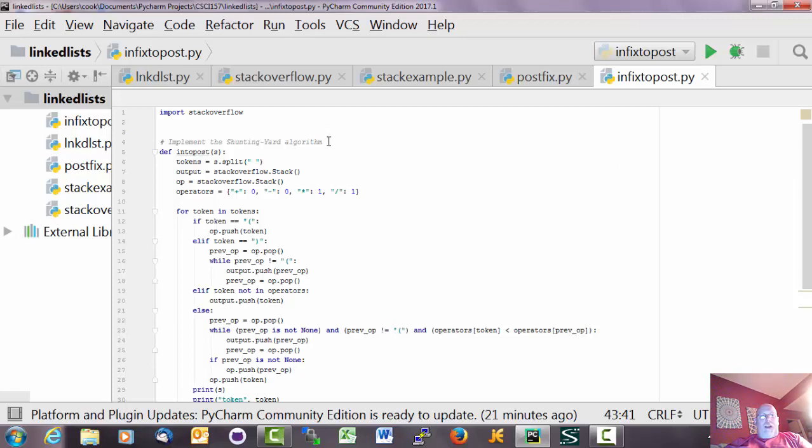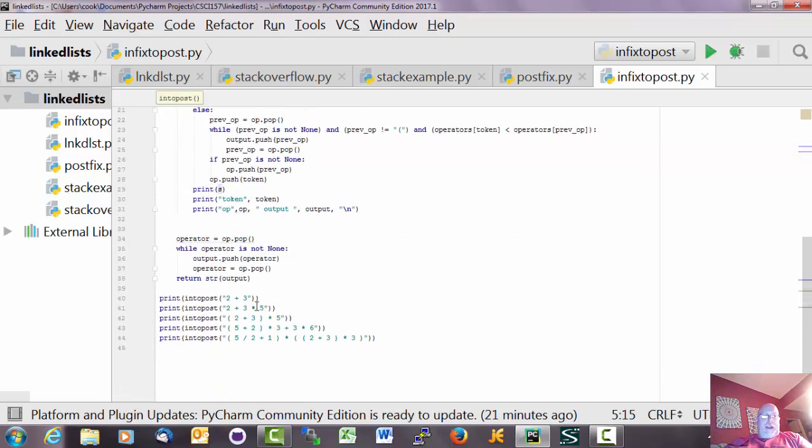This is called the shunting yard algorithm. It was discovered by Dijkstra. It was actually discovered previous to Dijkstra, but Dijkstra is the one that's known for this algorithm. So we're going to have an expression S. It's going to be an infix expression, and as in the previous video, that's going to be separated by spaces so that I can split it and get a nice array.